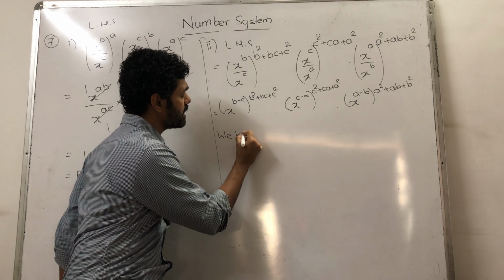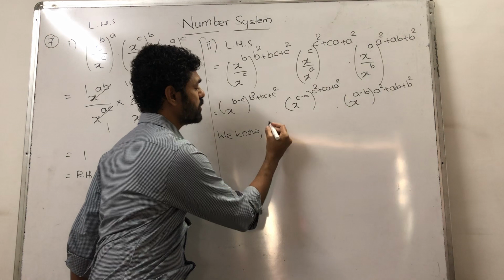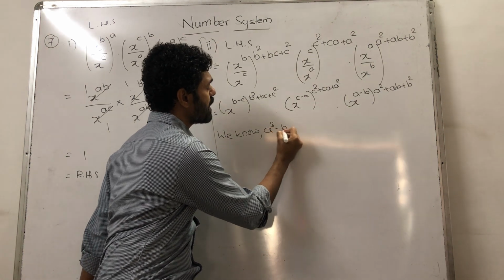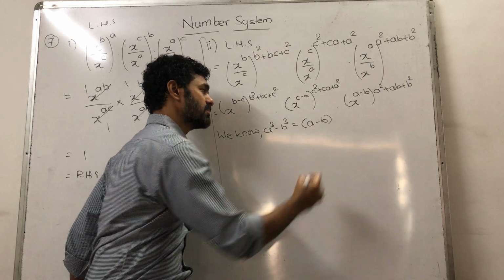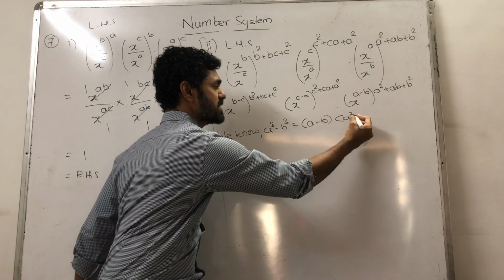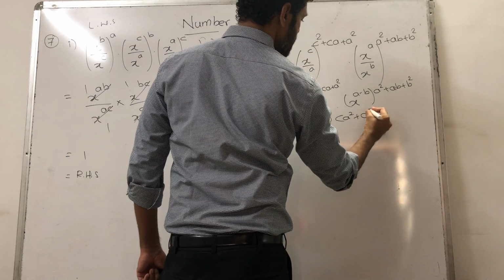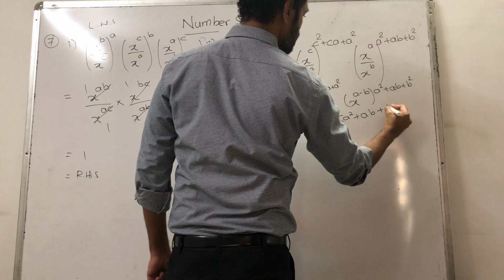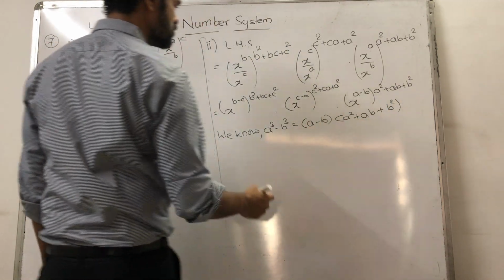Now what is the identity? It is the identity of a cube minus b cube. What is a cube minus b cube? First bracket a minus b. Second bracket a, then it is a square. If you have a minus sign, you have a plus sign. The product of these two terms, that is ab, plus second term square, which is b square. So a cube minus b cube is expressed in this form.